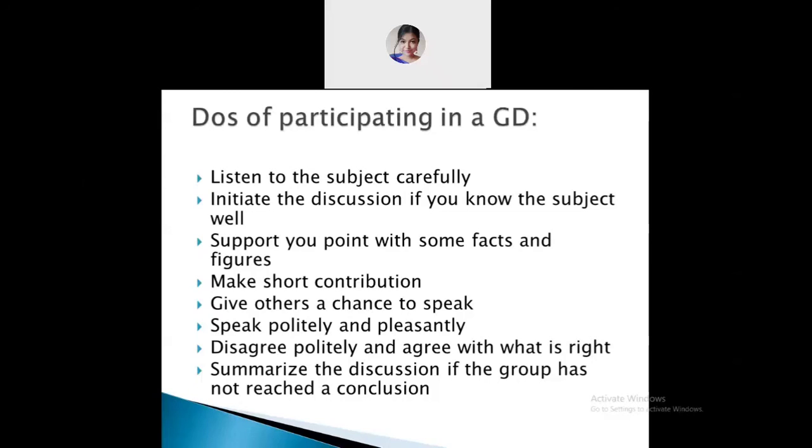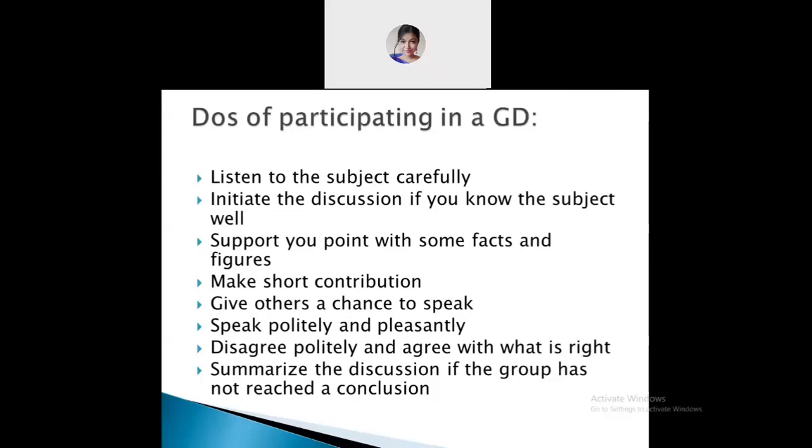Listen to the other people and then provide your opinion. If you know the topic properly, if you have a lot of information related to the topic, then grab that opportunity and start the discussion, which will help you to stand out, which will help you to grab the attention of the observer or of the person who would evaluate you.